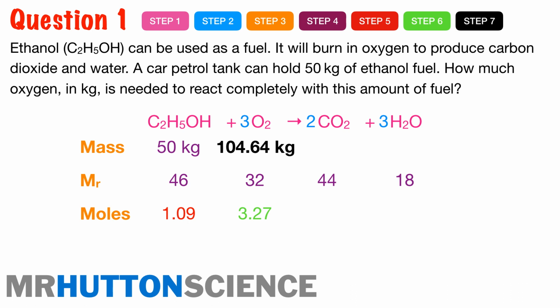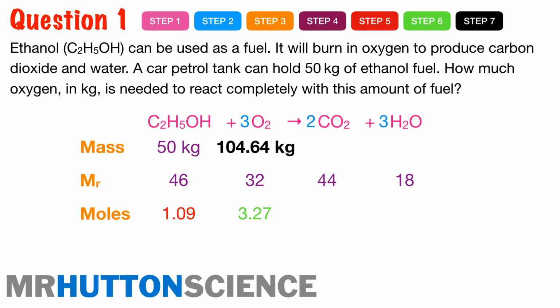So step 6 we've just done, and we're going to look at step 7 now, where we calculate the mass of the other species in the question, which in this case is oxygen, and we need to multiply 3.27 by 32 to give us 104.64 kilograms. There's a bit of confusion there on my part, so if you're a bit unsure, then just go back and go through that video once more.